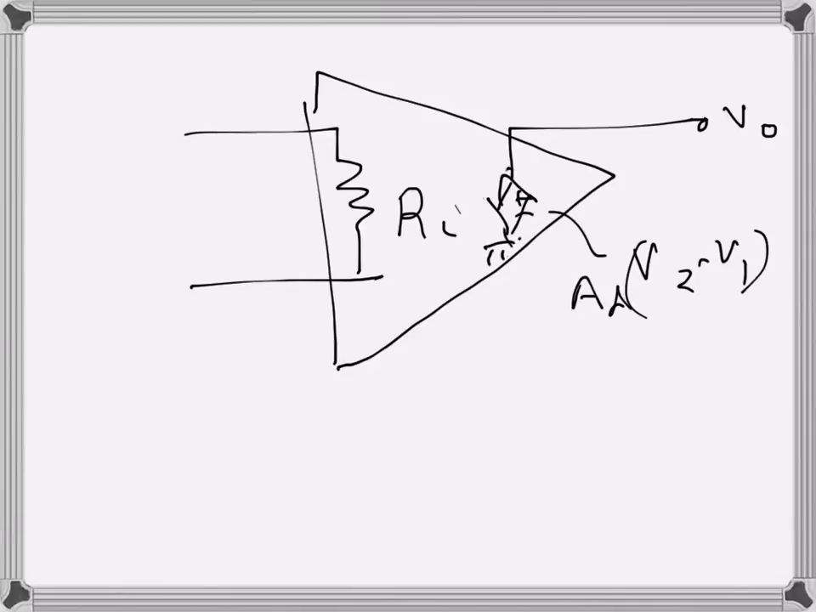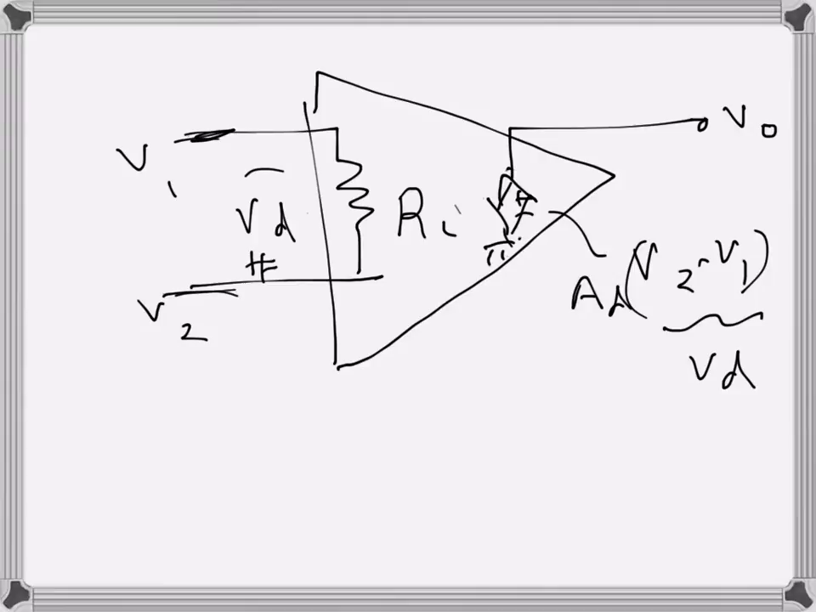So AD is the gain, and this is V2 here, and this is V1 here basically. If I say this is VD, this is VD like that. So that's the polarity. Basically it's inverted, because this is pin 3 and this is pin 2. So that's that.